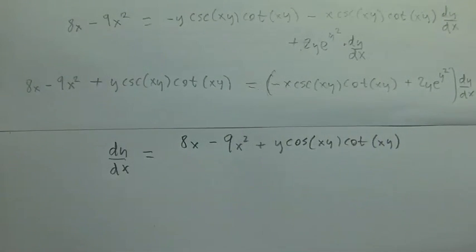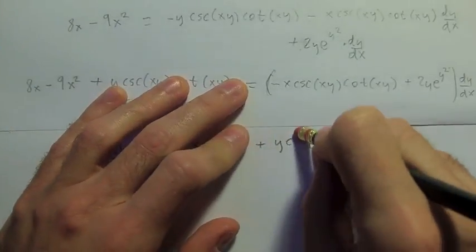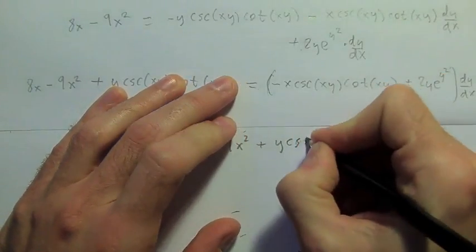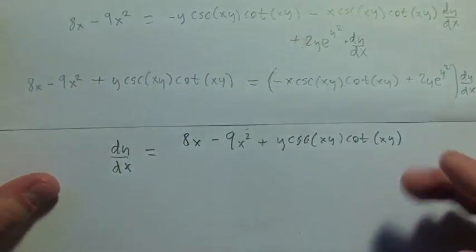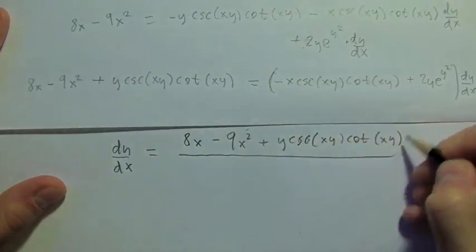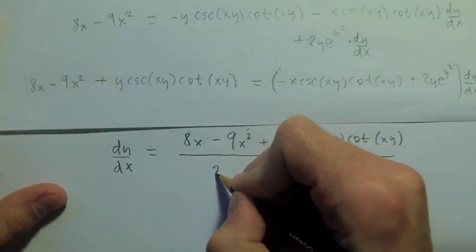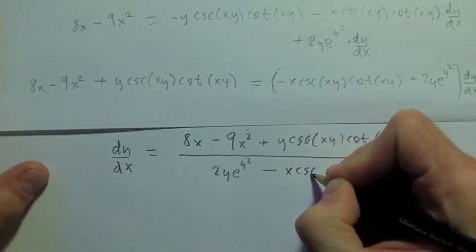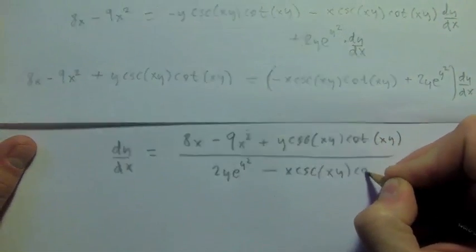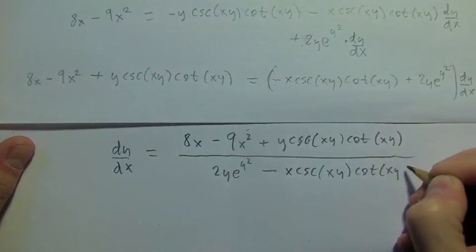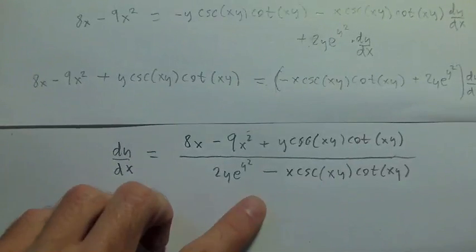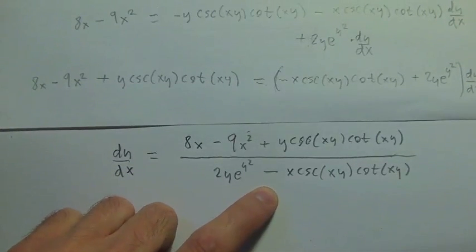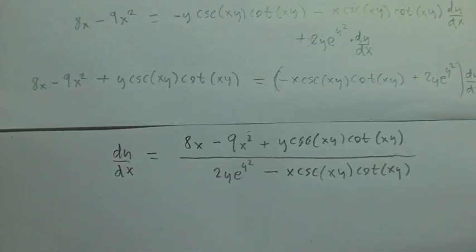Right, 8x minus 9x squared plus cosecant xy, cotangent of xy, all over, and I'm going to rewrite the order of this just so it looks a little better. That's 2y e to the y squared minus x cosecant of xy, cotangent of xy. You'll see the book do this a lot. We typically like, if we have one negative sign, we kind of want it in the middle so it just looks like subtraction. Okay. Alright, so there you go.